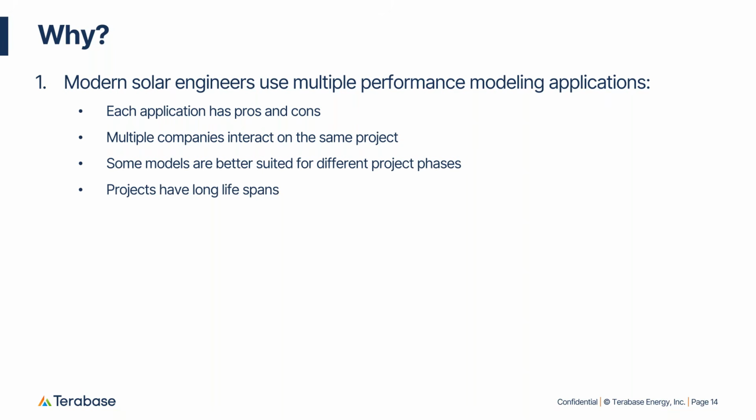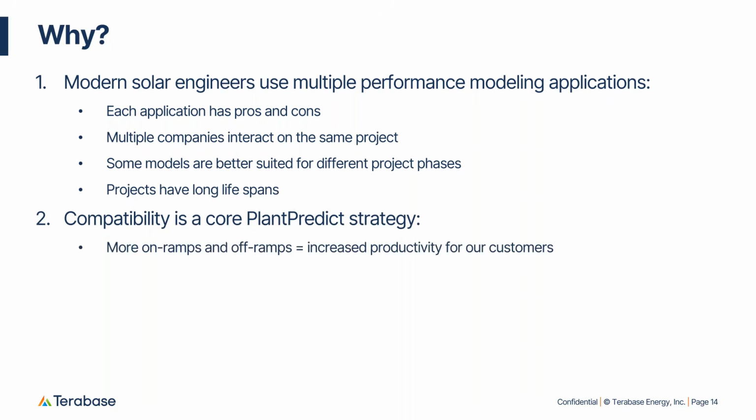Second, compatibility is a core PlantPredict strategy. So we believe that more on-ramps and off-ramps into and out of PlantPredict means increased productivity for our customers. As an example, we currently have 24 different software applications that are directly integrated into PlantPredict. That means when you log into PlantPredict, you have access to data and capabilities from 24 different software applications. It's not just the data that you bring to the table. Similarly, we accept 22 different file formats for import and export.